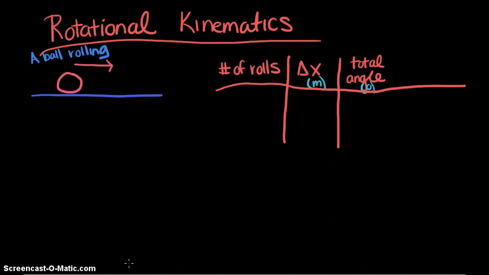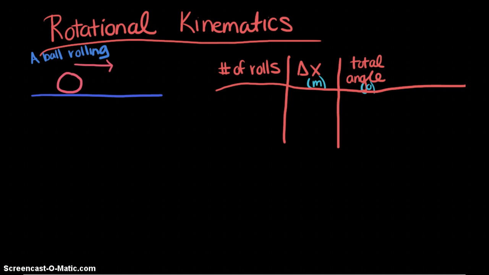So if we imagine that we have a ball rolling across the classroom floor, like maybe one of our infamous bowling balls in our class, we can imagine this ball's motion against this horizontal floor. And it might be pretty interesting to collect some data about the number of rolls and then the delta x, or the linear displacement, and the total angle.